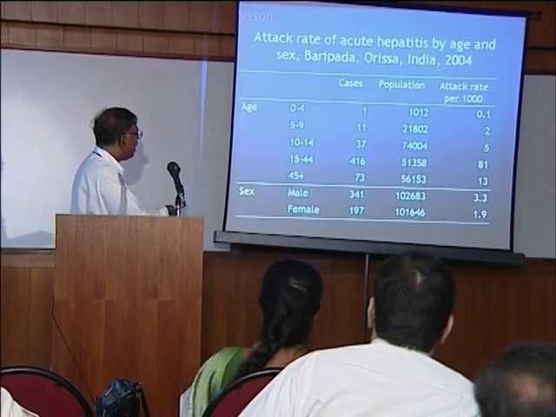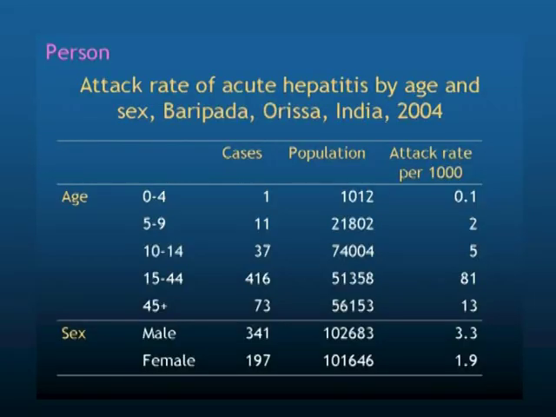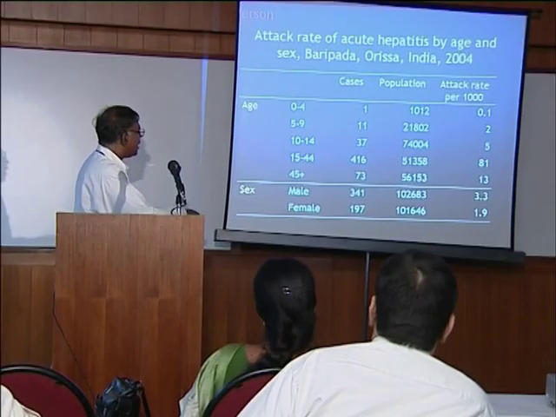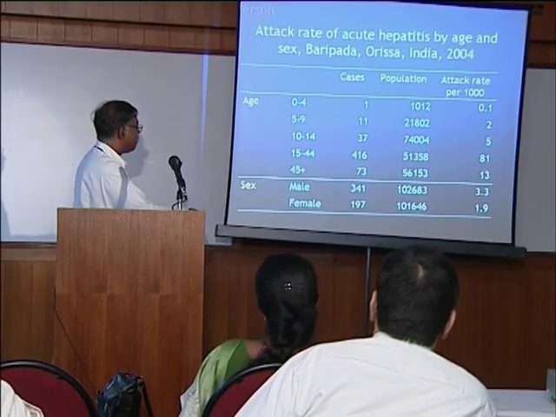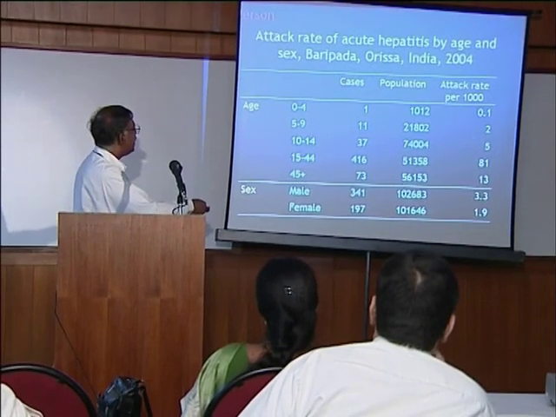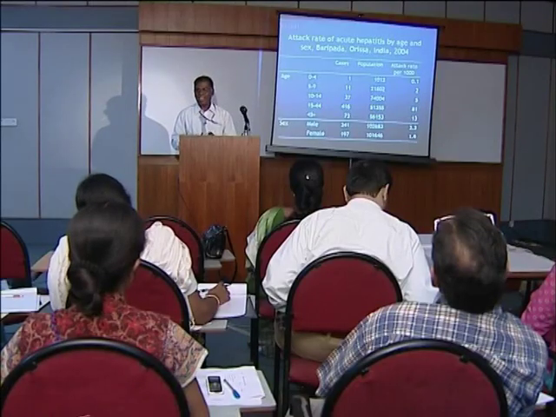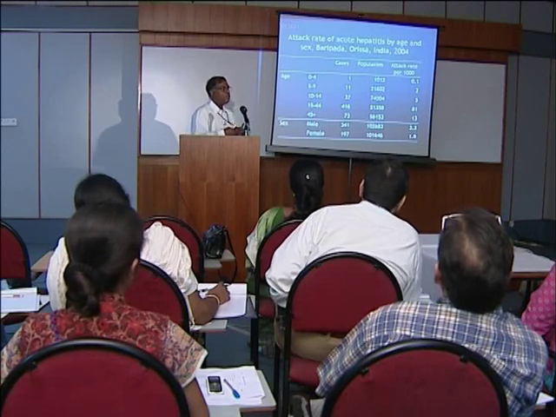Here we could see that as far as males and females, the males were affected most, and it's mostly the young adults and adults who were affected most. So on the whole, the same hepatitis outbreak we have now described with respect to time, place and person. Suppose this data is given to you. How would you move further?